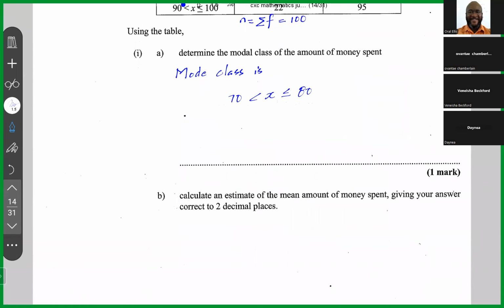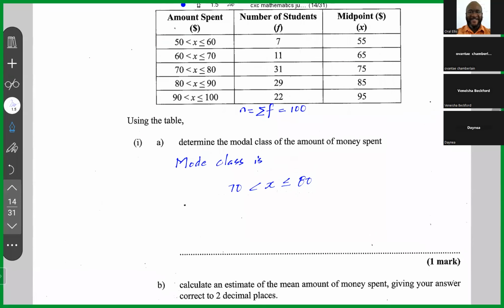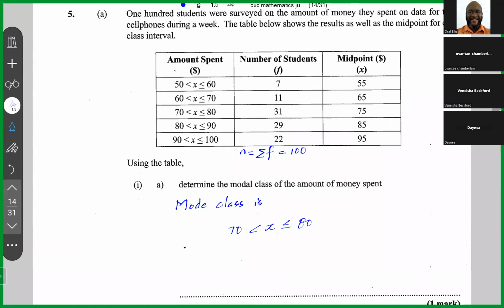Next, we're asked to calculate an estimate of the mean. Now, these are things that you must remember: when you're dealing with group data, the mean x bar is equal to the sum of fx divided by n. Fx here is frequency times the class midpoint. The fx column is not there, so you're going to have to put it in. It's the frequency, 7, times the midpoint, which is 55.